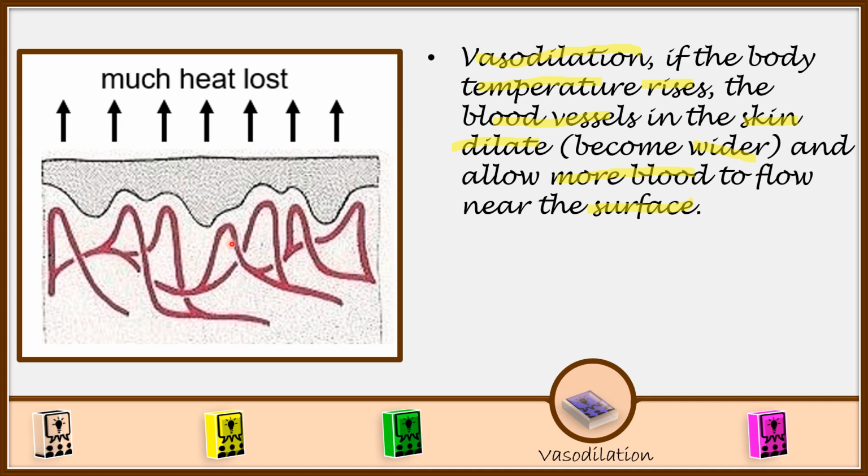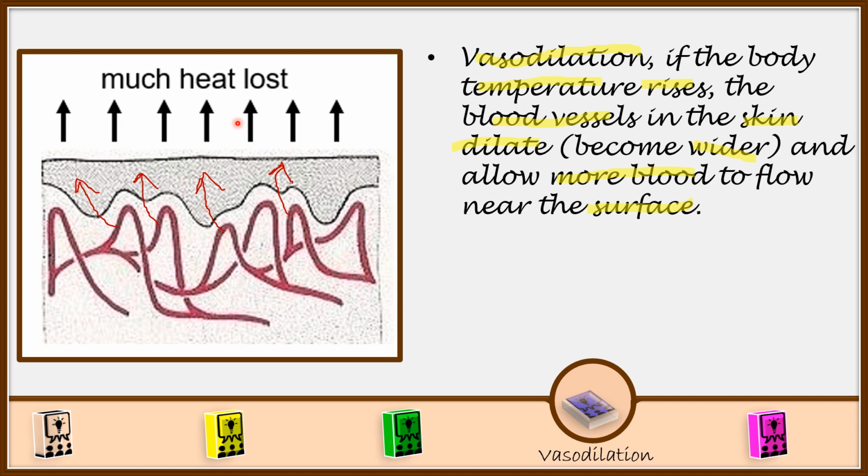They will increase in size, and when they increase in size, it means that now they are going to be carrying a lot of blood, and a lot of blood is going to be carried near the skin surface. So that blood, when it is carried near the skin surface, is going to lose heat to the skin surface, and as it loses heat, the heat is going to escape from the skin and then go to the environment.